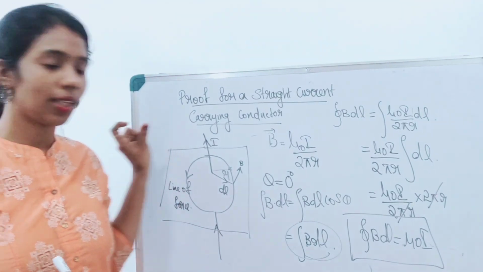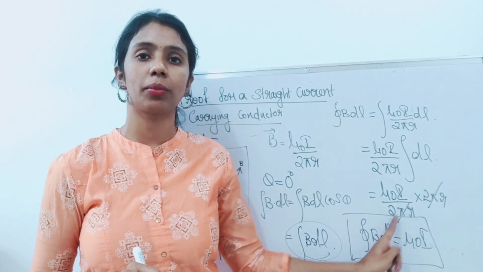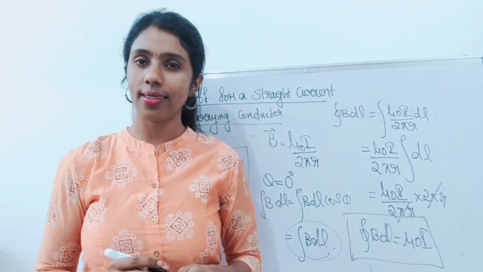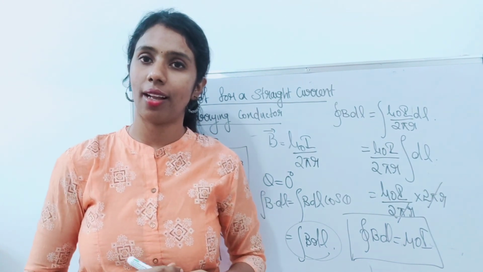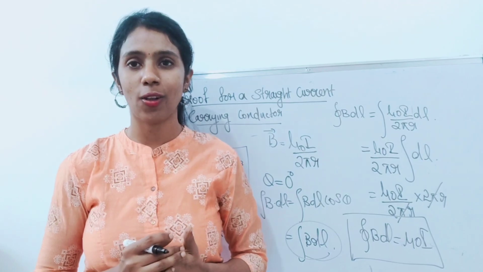According to Ampere's circuital law, integral B dot dl is equal to mu0 I. This law is applicable for any assembly of currents or any arbitrary closed loops.